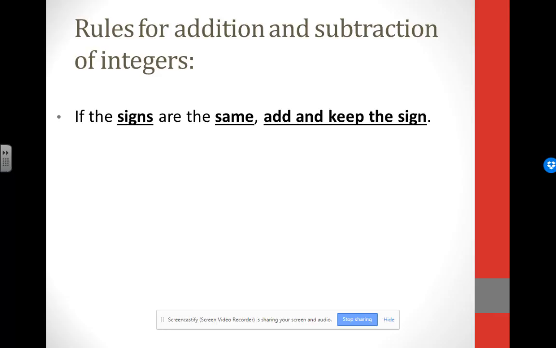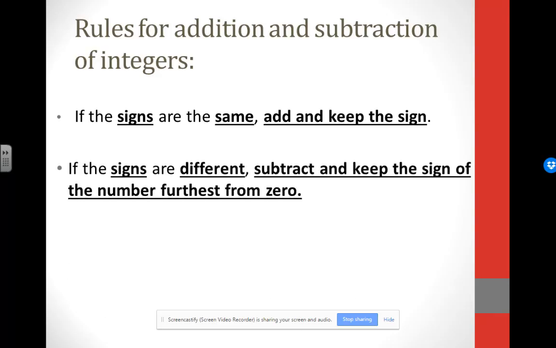Our first rule: if the signs are the same, we're going to add and keep the sign. If the signs are different, we're going to subtract and keep the sign of the number furthest from zero. When speaking about subtraction, we also have to keep in mind our special subtraction rule that we like to think about as a broken plus sign.